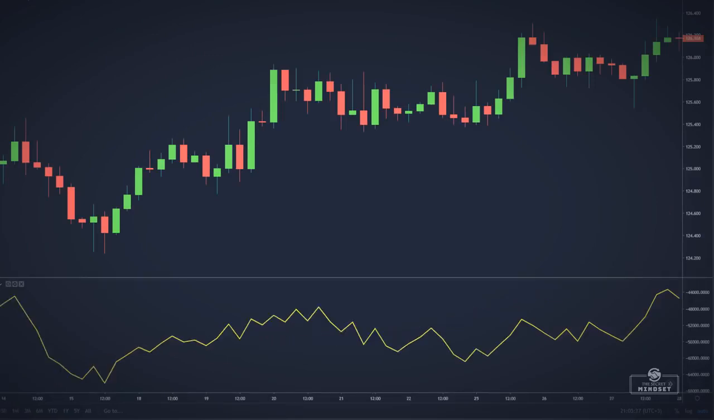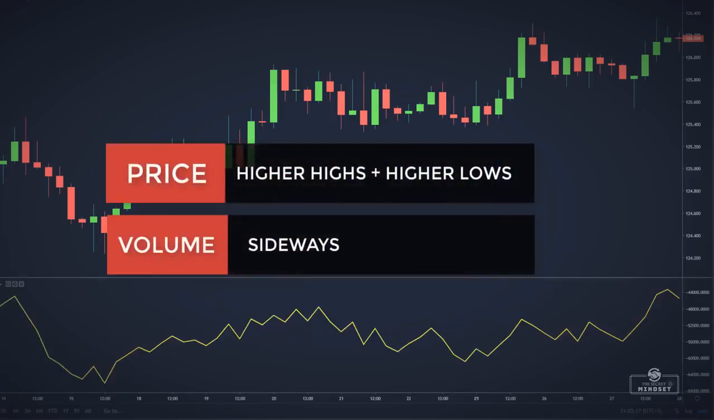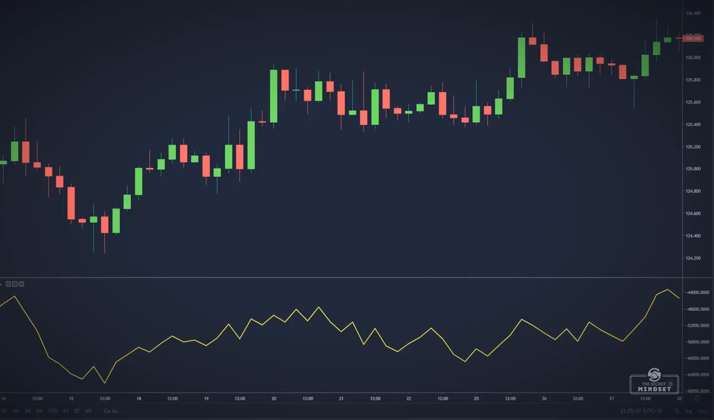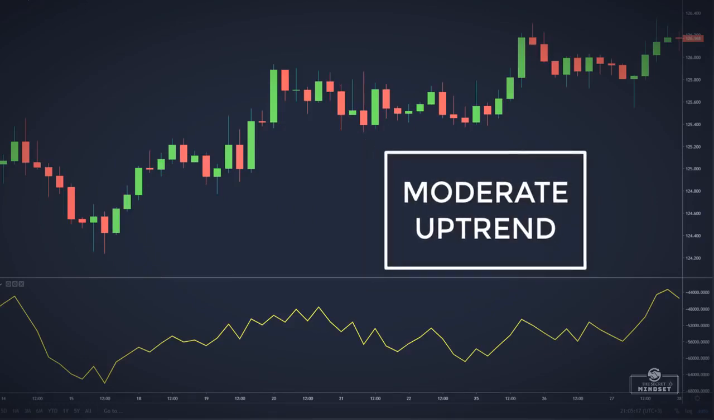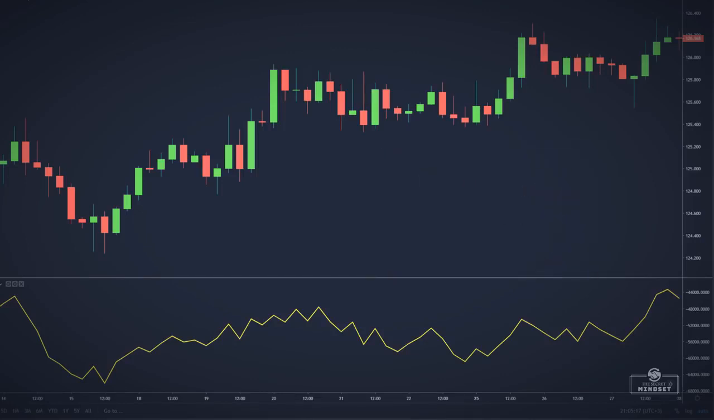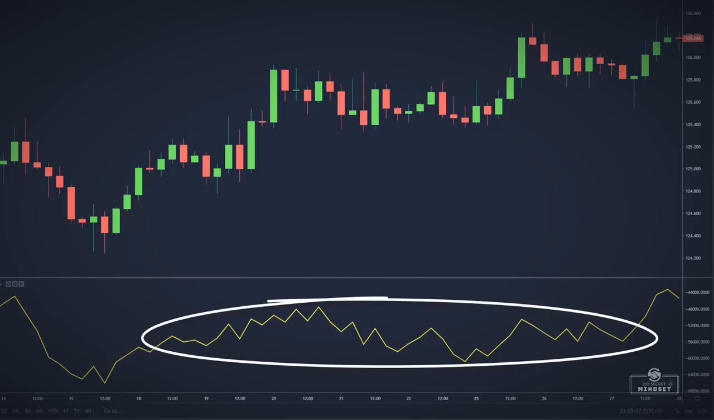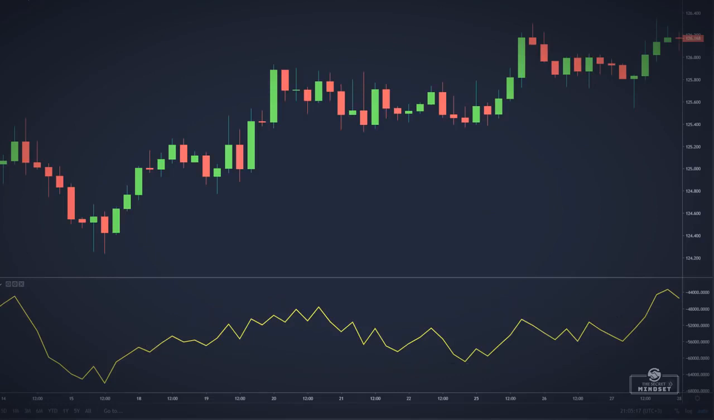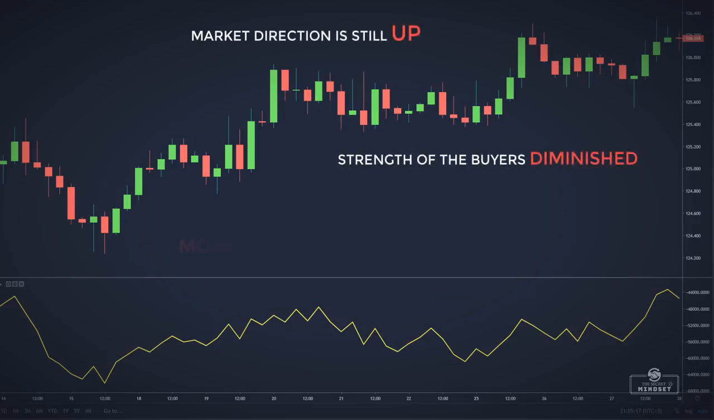The second pattern involves the price making higher highs and higher lows, but the OBV direction is sideways. This translates in a moderate uptrend. So, if in the previous case the price was making consecutive highs and lows and the OBV also increased, this time the OBV runs sideways. This isn't necessarily bad, it means that the market direction is still up, but the strength of the buyers diminished and more sellers entered the market.